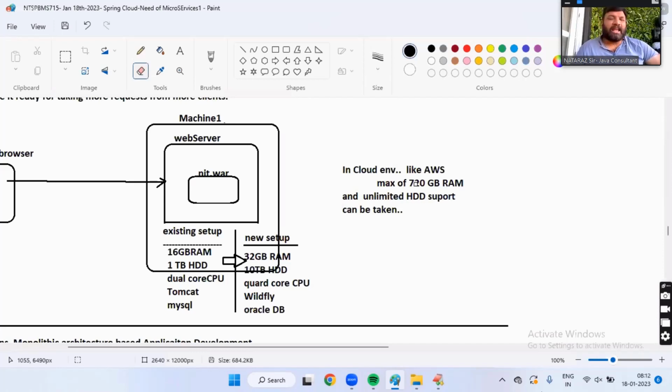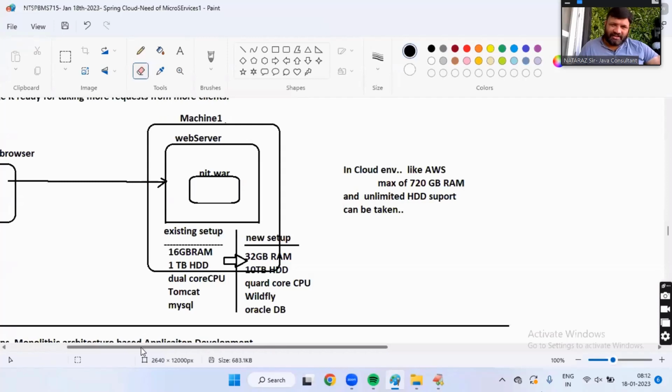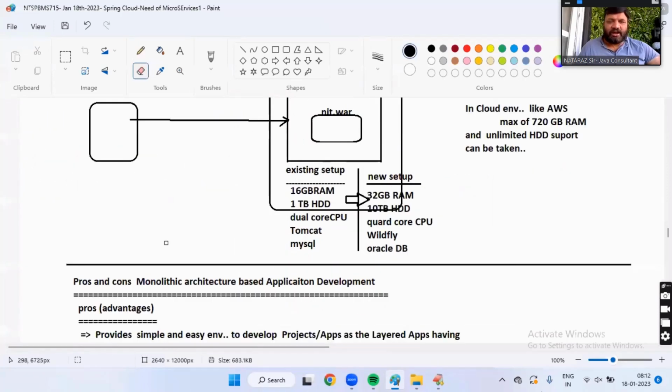I hope you got the clarity between vertical scaling and horizontal scaling. Horizontal scaling is good or vertical scaling is good? Definitely horizontal scaling is good. Super.